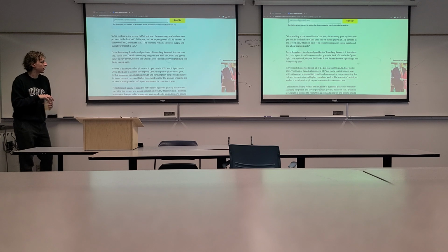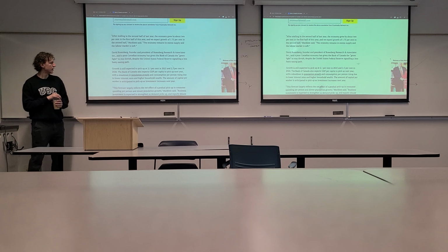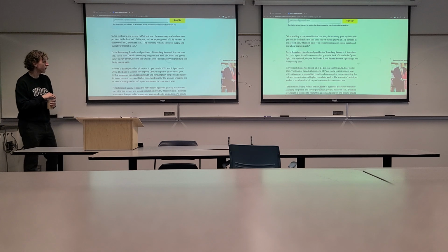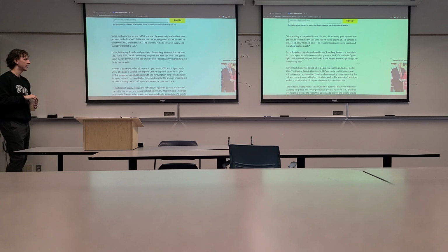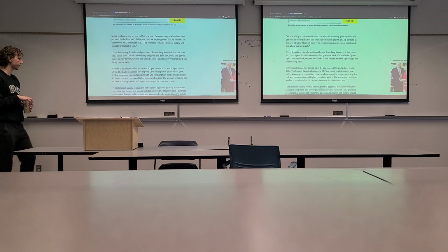Growth is still expected to pick up at 2.1% in 2025 and 2.3% in 2026. The Bank of Canada also expects GDP per capita to pick up next year, with a slowdown in population growth and consumption per person rising due to lower interest rates and higher household wealth. The amount of capital per worker is anticipated to pick up as investment increases next year.